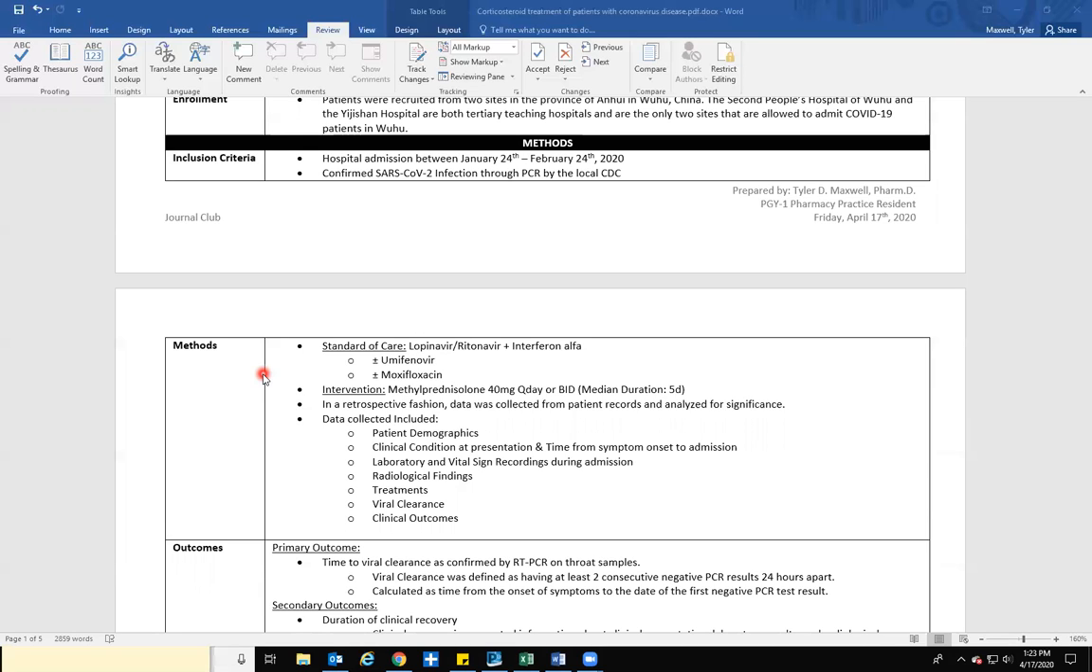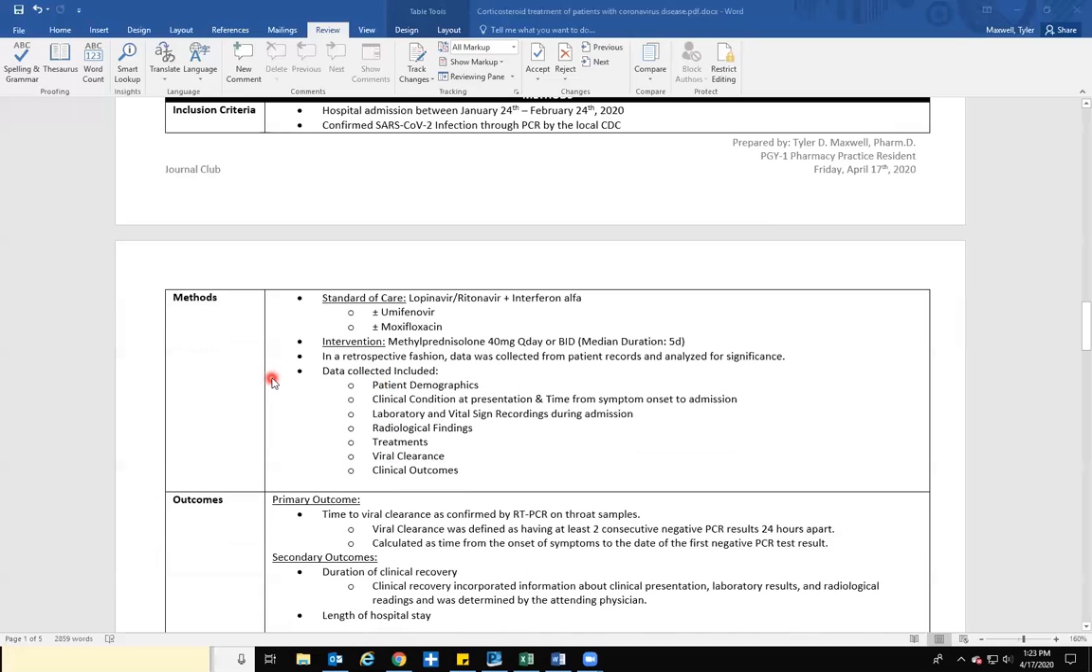And moxifloxacin is not an antibiotic we see very commonly here in the United States, but they were also using moxifloxacin for bacterial prophylaxis. This was used in about 14 patients. So the intervention that they did use in this study was methylprednisolone, 40 milligrams every day or twice daily. And so they left it up to the physician how often they did want to use that, but they did use methylprednisolone in all their patients.